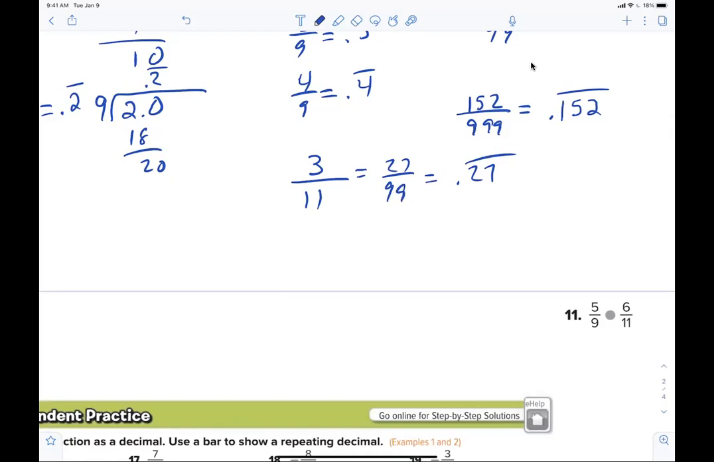Come on, you can know those. Those are really good numbers to know. If you know those numbers, life is much easier in this chapter. If you don't know those things, it's boring to do the division. It's super boring to do the division.